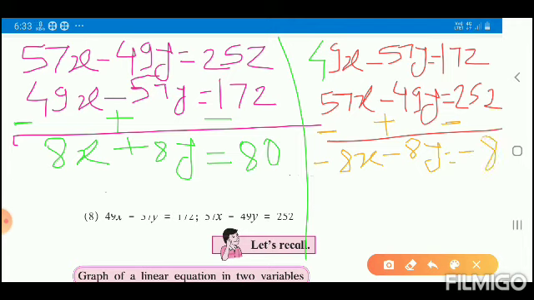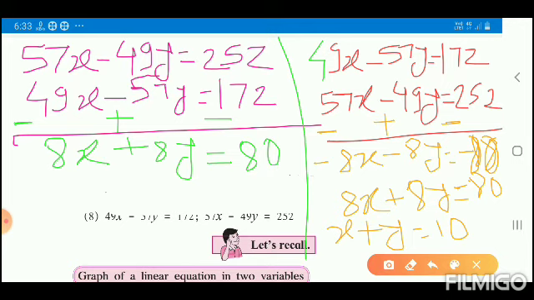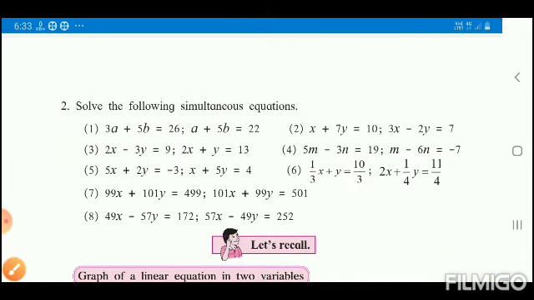So you can change these by multiplying this equation by negative 1. Then you will get that 8x plus 8y is equal to 80. Here 80 remains, keep in mind. So the equation will be x plus y is equal to 10. So we got the two equations. First equation, it was x minus y is equal to 4, and second equation, x plus y is equal to 10.